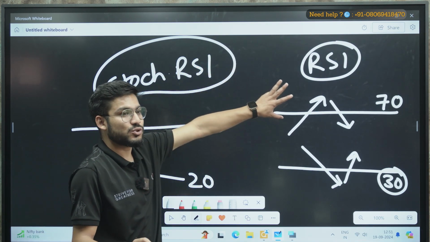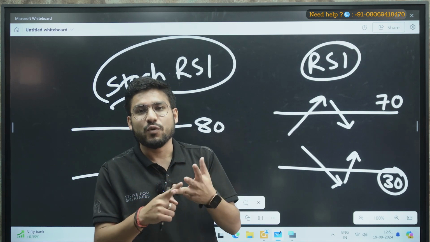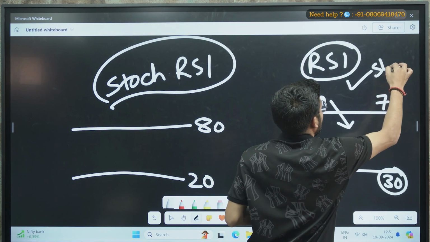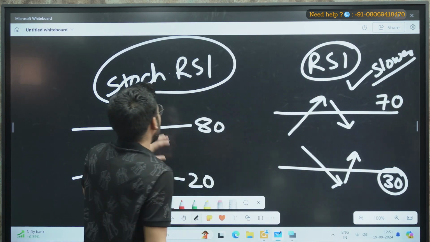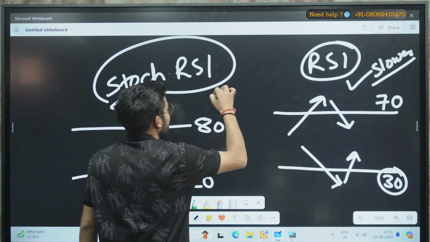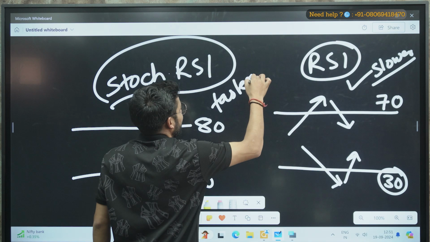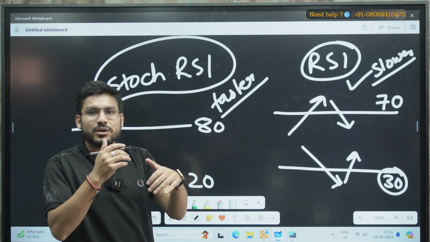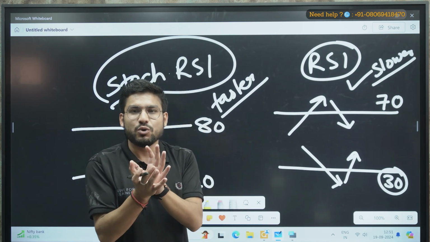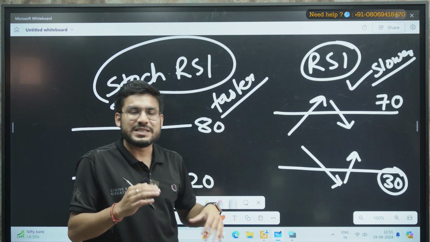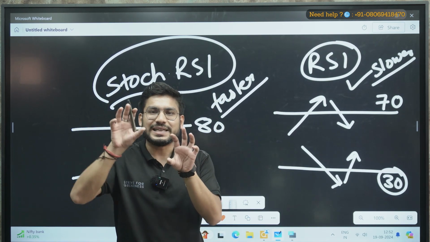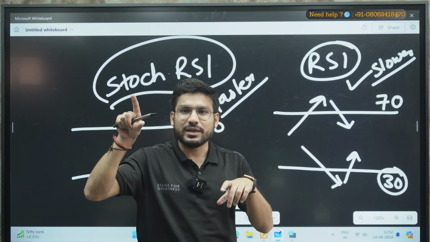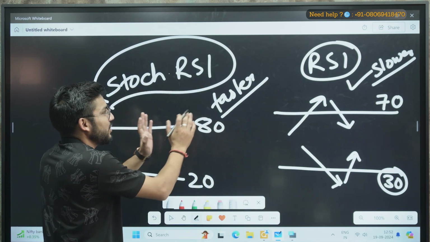Now the difference between these two: they both tell you about the overbought and oversold region, but the main difference is that the RSI is a little bit slower. The stochastic RSI is faster than RSI, and it is very sensitive to the real time closing. It is based on the theory that if we get the closing price of a candle, the trend will also follow that. That is why it is different from the RSI.